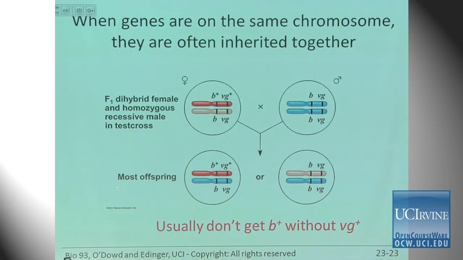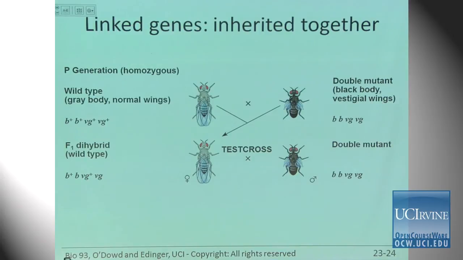And what comes out is mostly offspring that get one of these 2 parental chromosomes from the mother. So most of the offspring are going to get both the wild type black and vestigial genes or both the mutant black and vestigial genes. If they were sorting independently, these would get mixed up. So let's go through the next couple of slides to see why we don't get these sorting independently.